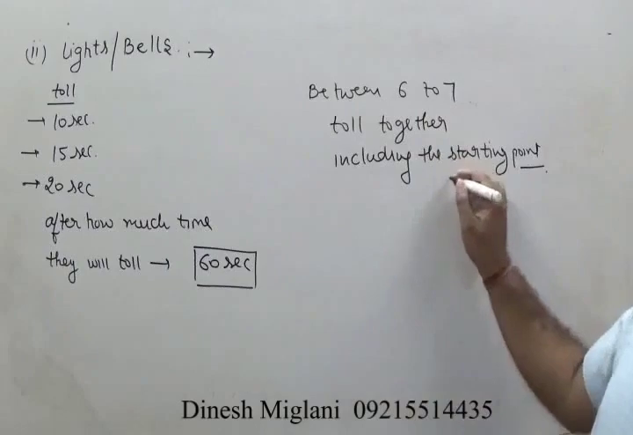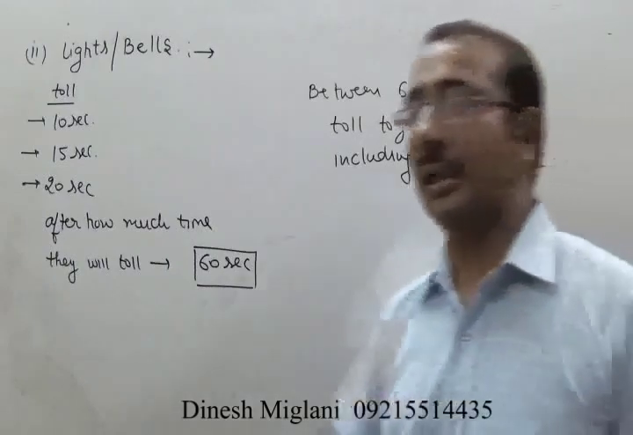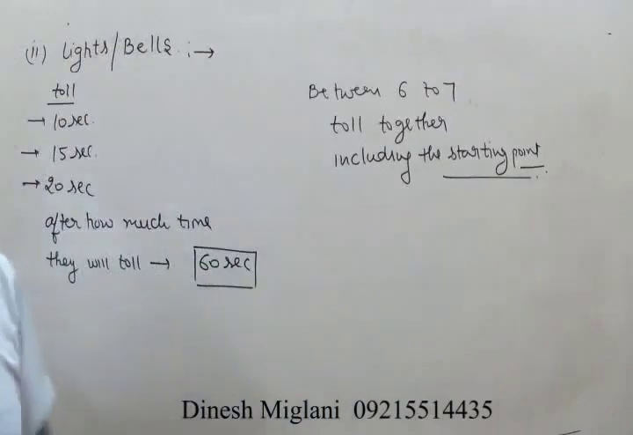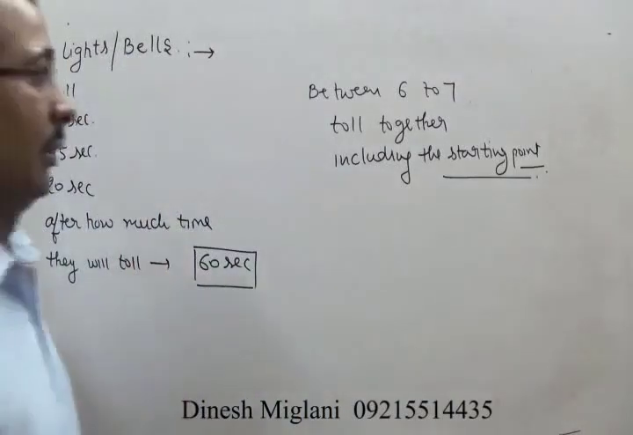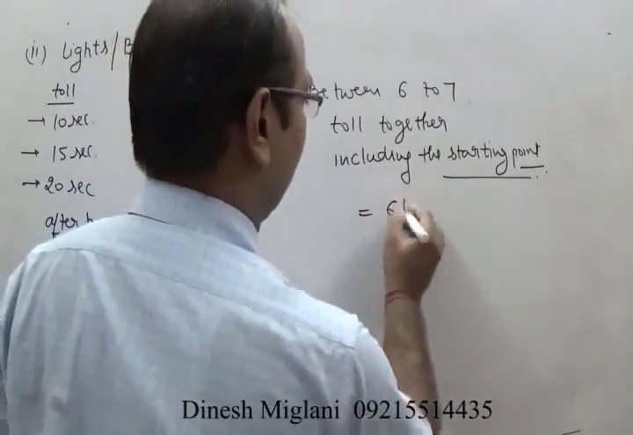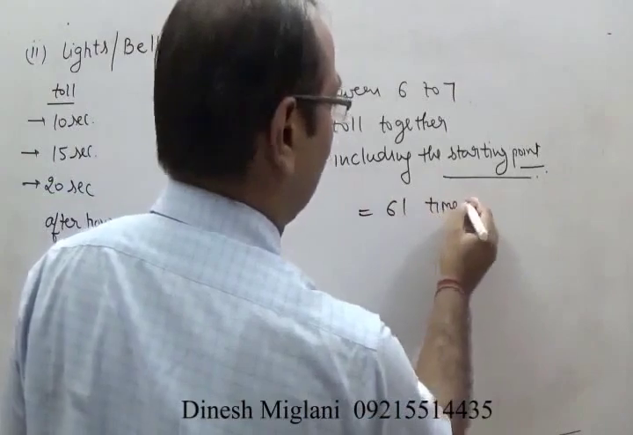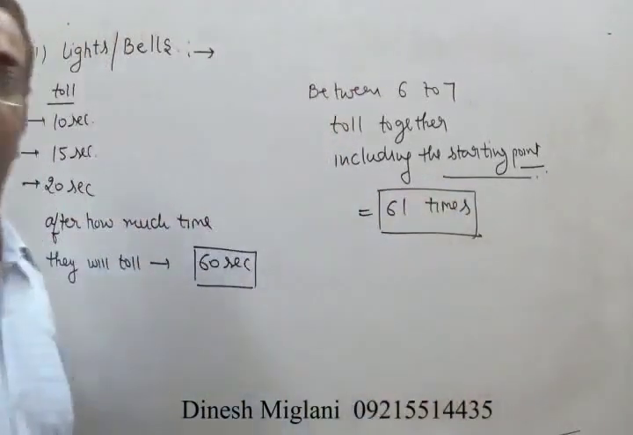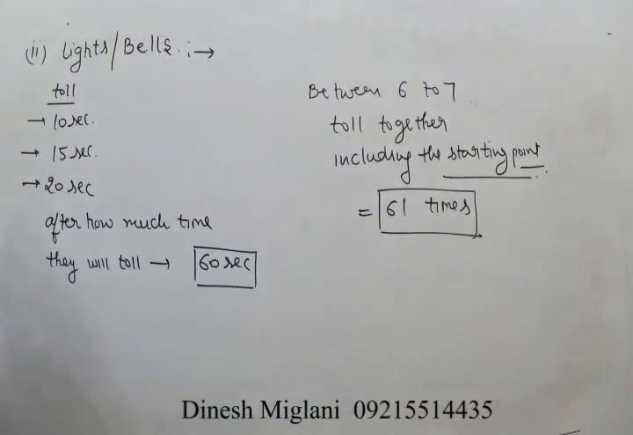But here it is given that we also have to include the starting point. Starting point means when the time is 6 o'clock, at that time the bells toll together, which means one more time is added. So what I told you now is that the question is very simple. If you just have to find out after how much time they toll together, the answer is 60 seconds, take the LCM, or I can say after 1 minute.